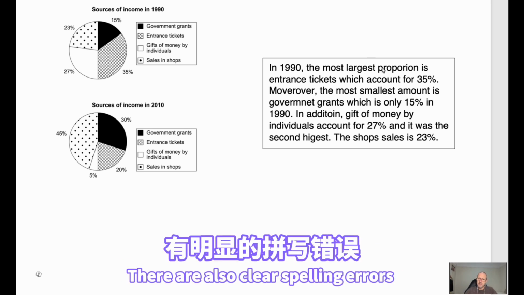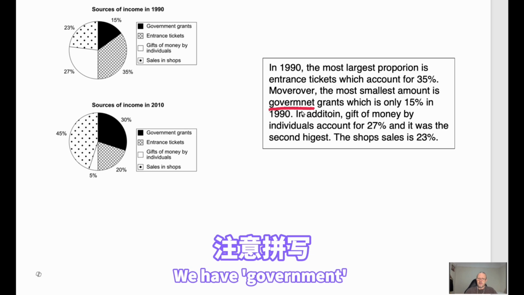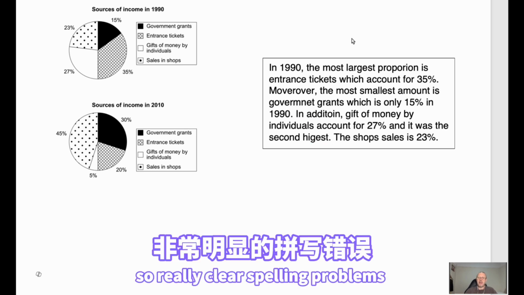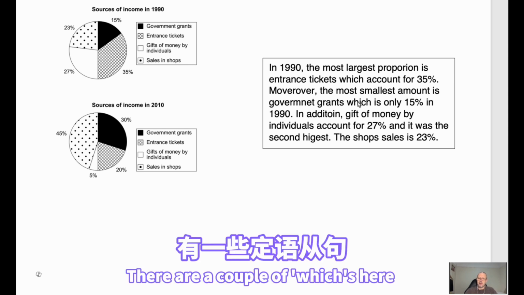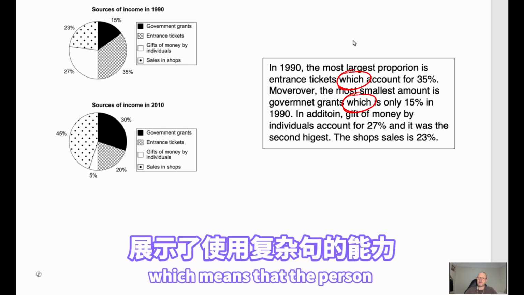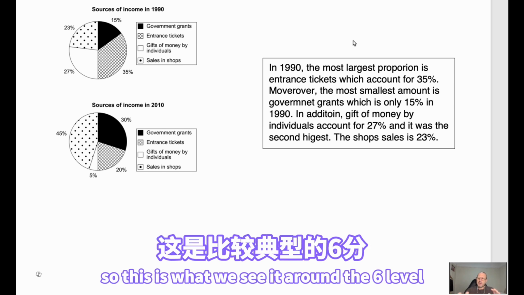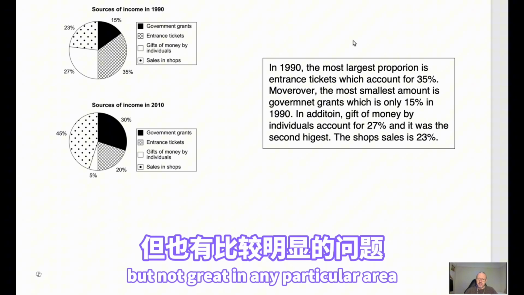There are also clear spelling errors: proportion, government, addition, highest, so really clear spelling problems, and we have some grammar problems, "most largest," "most smallest." There are a couple of "whiches" here, which means that the person is presenting some complex sentences. So this is what we see at around the 6th level. It's pretty good, but not great in any particular area.